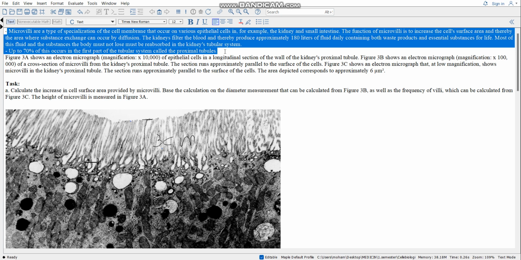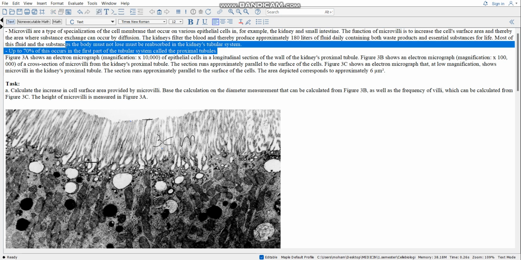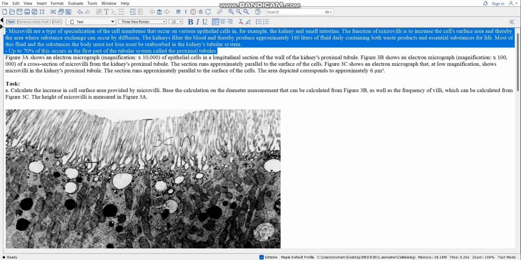And since diffusion occurs across the cell membrane, having a larger surface area allows for more molecules to diffuse into or out of the cell at a faster rate. And this is particularly important in cells involved in absorption and secretion, such as those lining the small intestine and kidney tubules, where efficient diffusion of nutrients and waste products are essential. Okay, so this is what is written here basically.